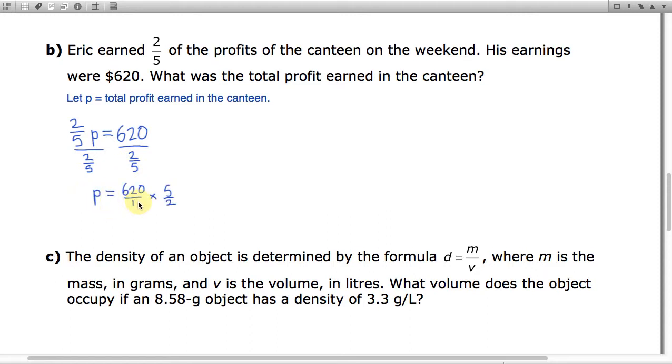Now to solve the equation, we divide both sides by 2/5. And you get P equals, now to do this, to divide 620 by 2/5, you take 620 and write it as a fraction, 620 over 1, and you multiply by the reciprocal of the 2/5, which is 5 over 2, and that will give you P equals 1550. Now we write a full sentence answer. The total profit earned in the canteen was $1,550.